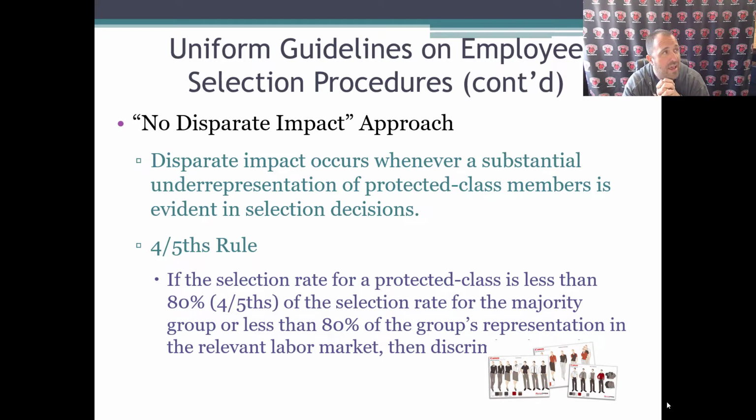So if I have a management trainee program and I have 100 white applicants that apply, and I take 30 of them, and I have 100 non-white applicants that apply, and I take 15 of them, we'd say, well, that's 50%. You selected the non-white group at a rate of 50% of the applicants versus the 30, 15 out of 30.